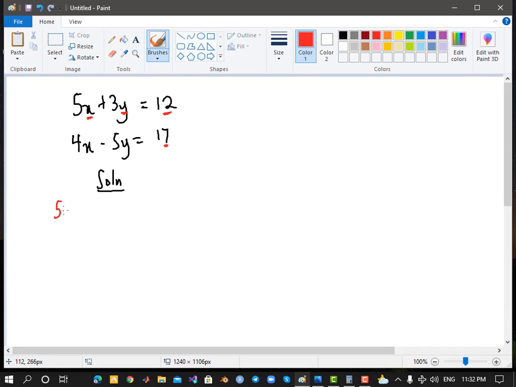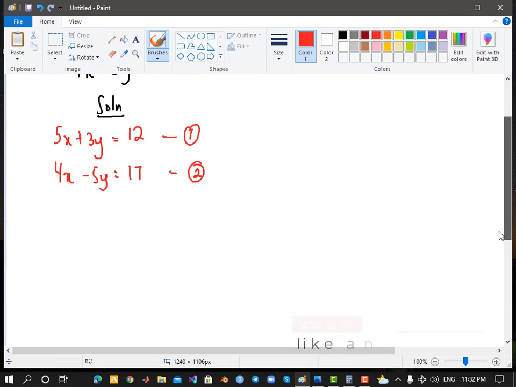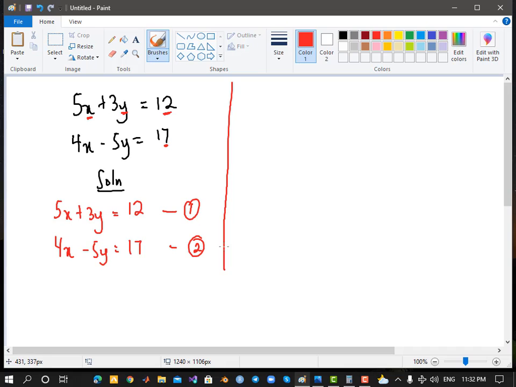So our question 5x plus 3y equals 12 should be equation 1. Then we have 4x minus 5y equals 17 as equation 2. Good. So let's move on. We can start by solving for y or for x. Either way, it doesn't bring much challenge, and we can easily find our way out.